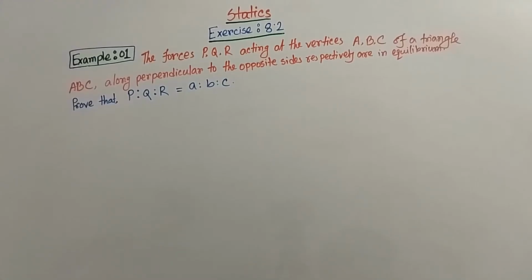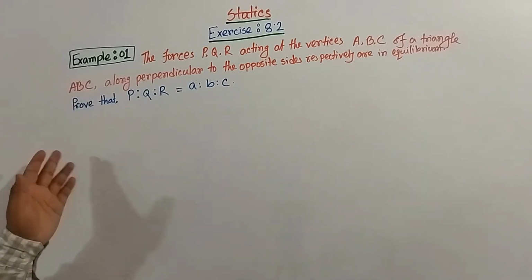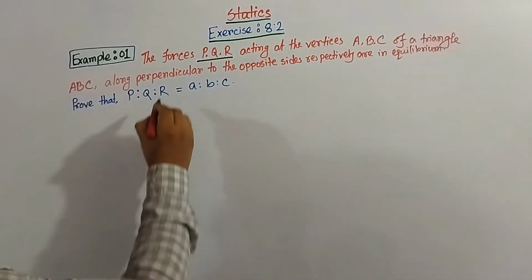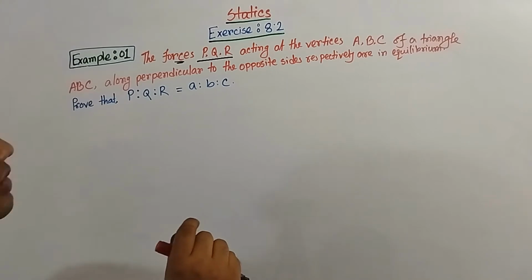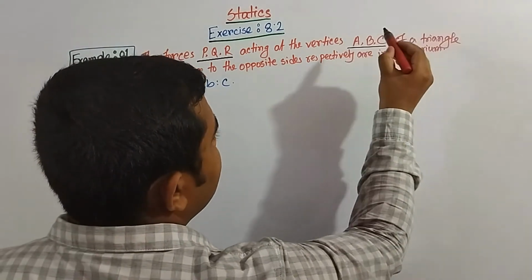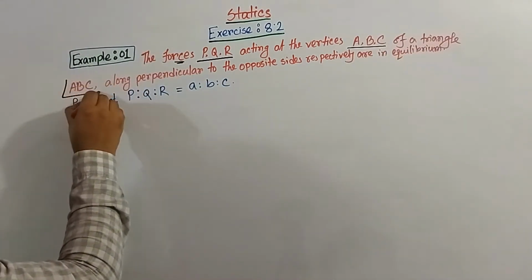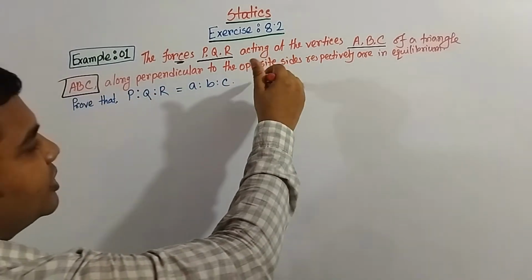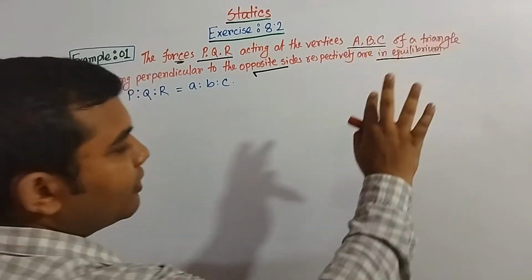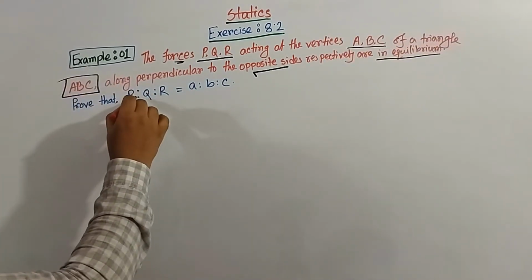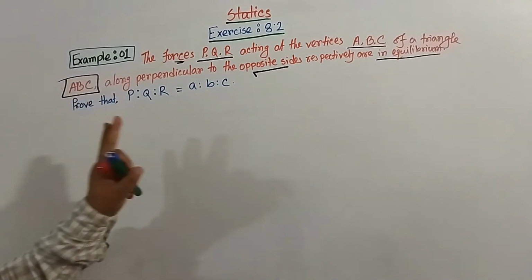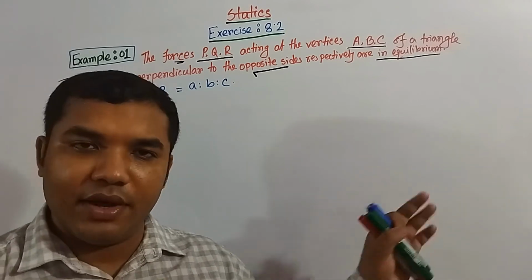So dear students, our today's problem regarding Lami's theorem is example 1. The question says the forces P, Q, R acting at the vertices of a triangle ABC, along the perpendiculars to the opposite sides respectively, are in equilibrium. Then we need to prove P is to Q is to R equals A is to B is to C. To understand this we need to draw a figure first.